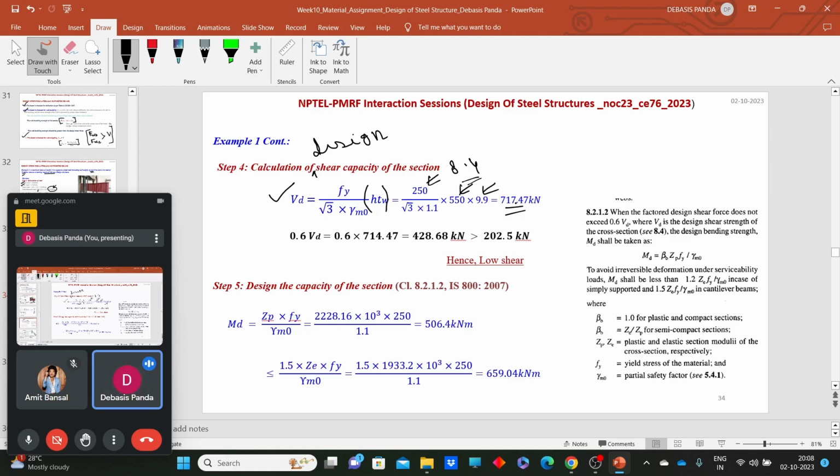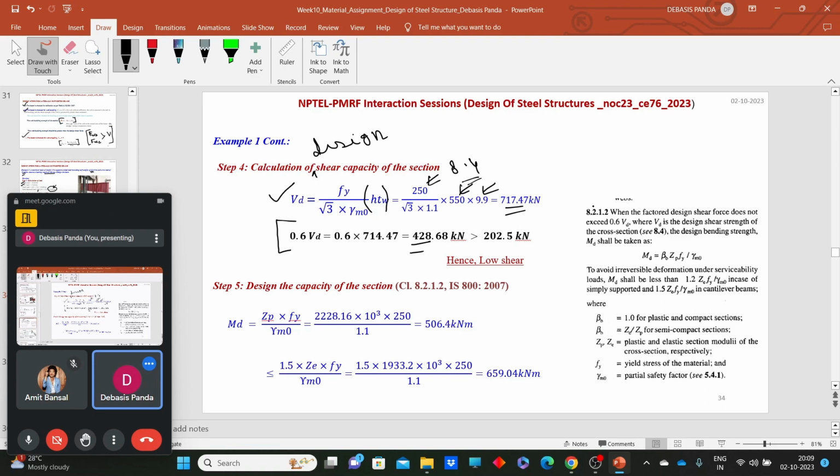Now we need to check whether the section we have selected is subjected to low shear or high shear due to the transverse loading. So how can we calculate it? We just need to calculate the value of 0.6 VD. Now the value of 0.6 VD comes as 428.68 kilonewton.